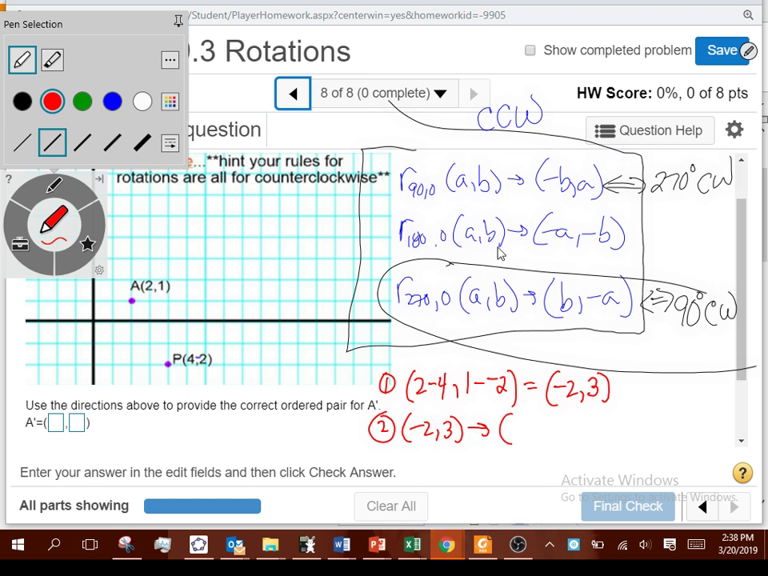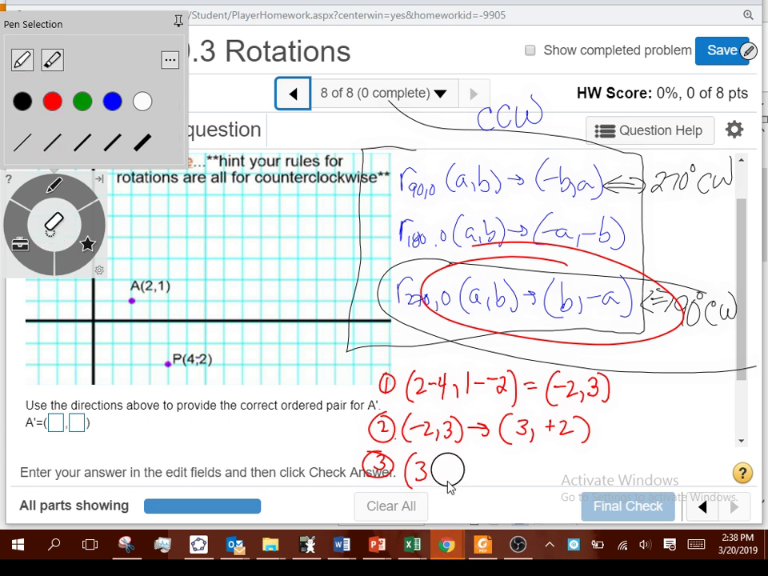Step 2 is to take that and run it through your rule. Well, our rule we just said was going to be this one here. So I'm going to flip-flop them. And now I'm going to make the y value negative. Well, it's already negative, so negating a negative turns into a positive. Okay, now the last part says take that 3, 2, and you're going to add back in your center of rotation. Well, that means I'm going to add back in the 4 and add back in the -2. Does that make sense to everybody?